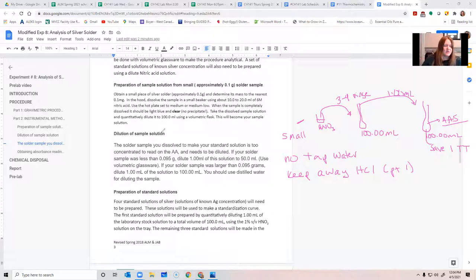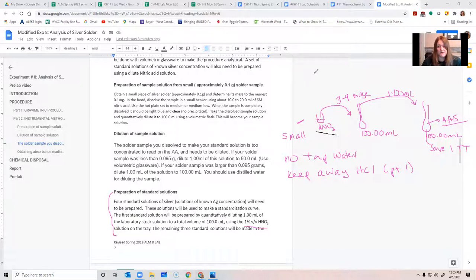Then the next thing you're going to do is make one of the standards. So right here, this instruction is about making your standard. These are not diluted with water. These need to be diluted with 1% nitric acid from your chemical tray, because we have so much nitric acid in our unknown from dissolving it in nitric acid. We want to make sure that the solvent is essentially the same. So we're not going to use water when we make our standard solution. We are going to dilute with 1% nitric acid that's on your tray. You will be assigned which dilution to make.